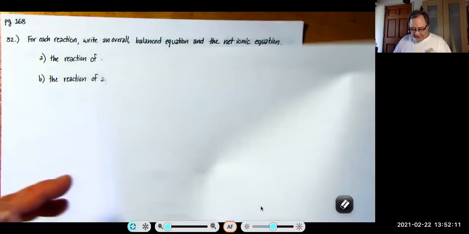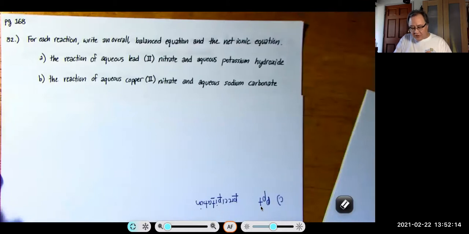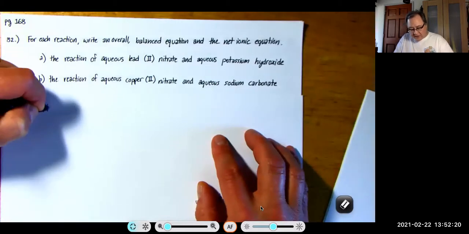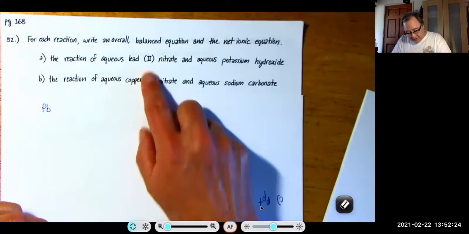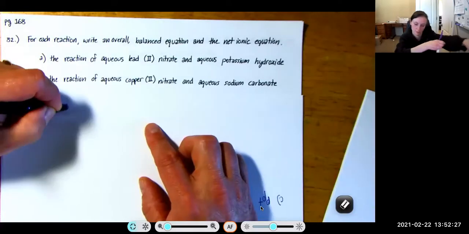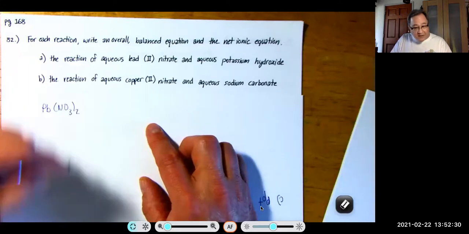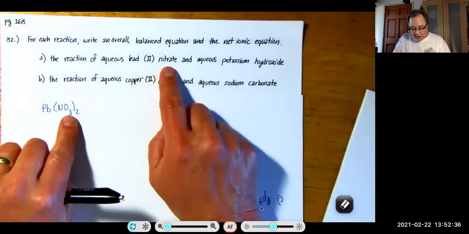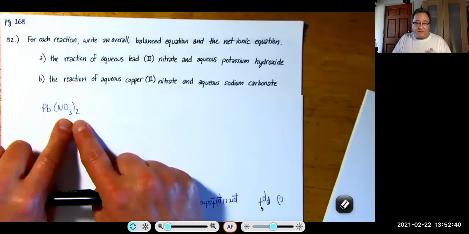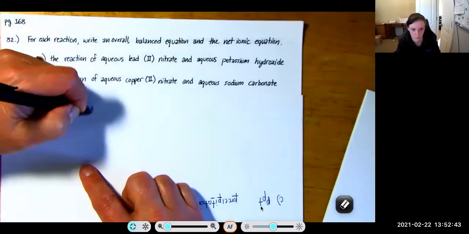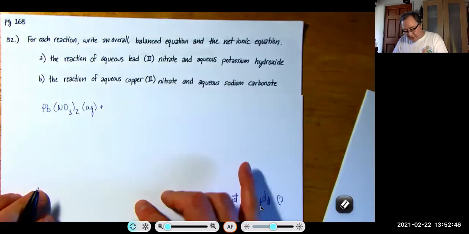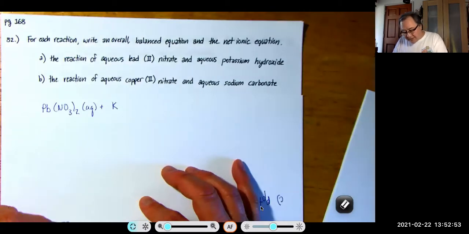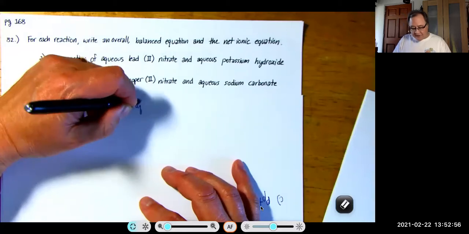So aqueous lead 2 nitrate and aqueous potassium hydroxide. Now see, here's one where they have to tell us the charge because it's not in 1A, 2A, 3A. It's not silver, it's not zinc. Nitrates are a -1 charge. So this has to be the formula, 2 to 1. That's what I got. Potassium hydroxide. We know potassium's a +1 because it's in group 1A. Hydroxide we memorize as being a -1. So there's one of each.